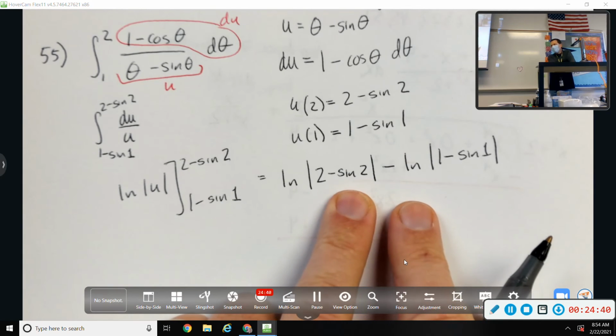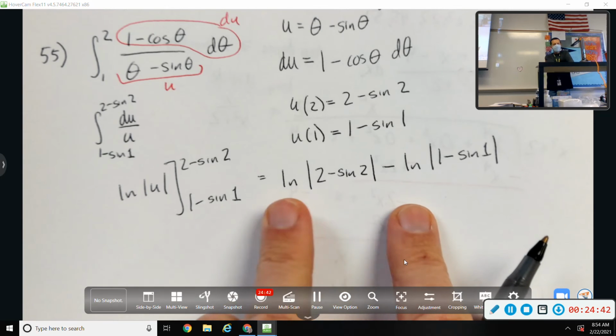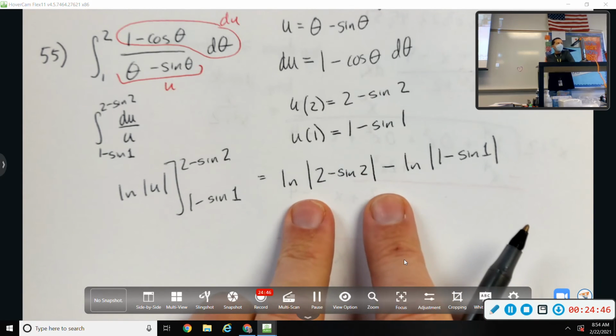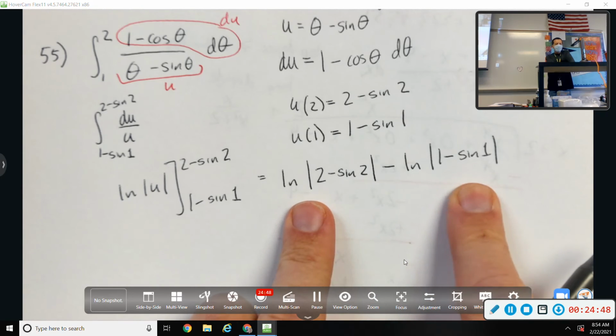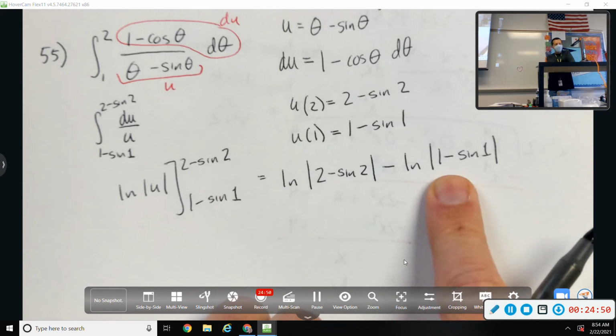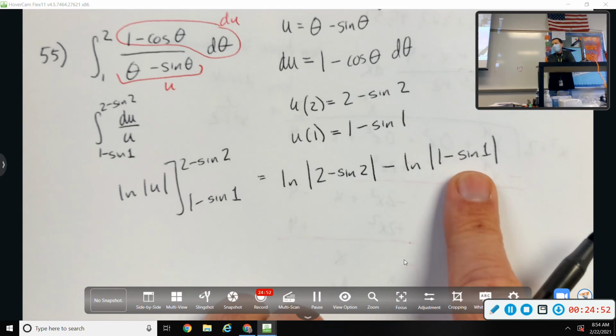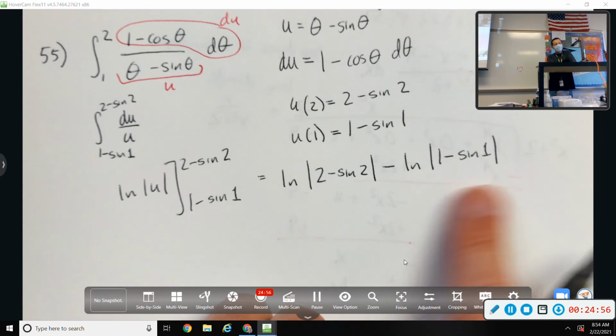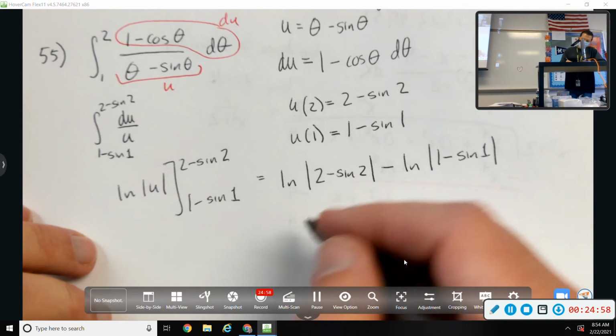Sine is always between 1 and negative 1. So 2 minus this is always going to be positive. So I could drop the absolute values on that. The biggest sine is ever going to be is 1. So I could drop the absolute values on this as well. But I'm going to leave them because that's a little bit complicated.